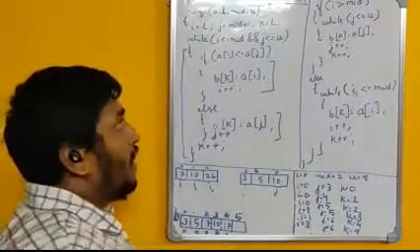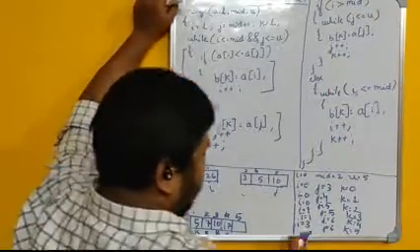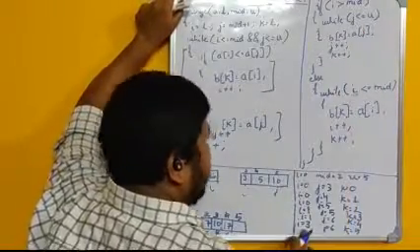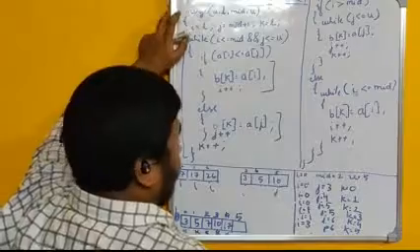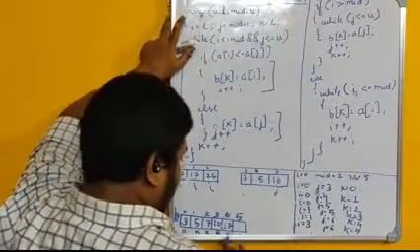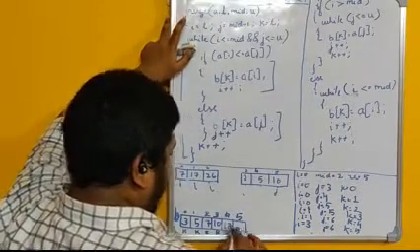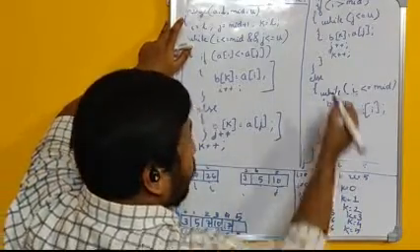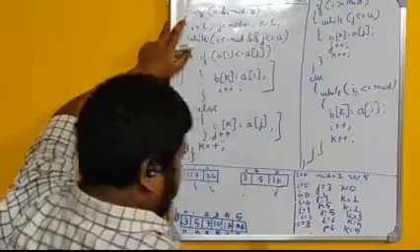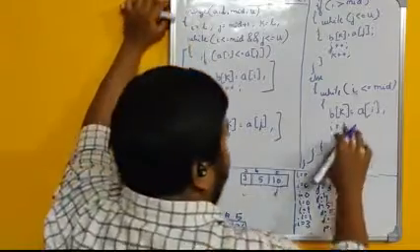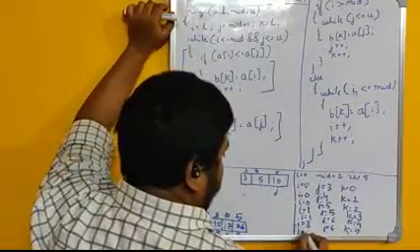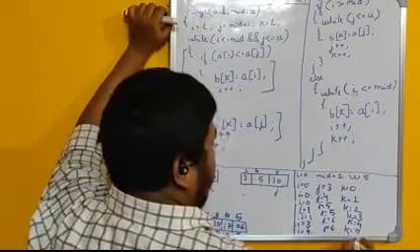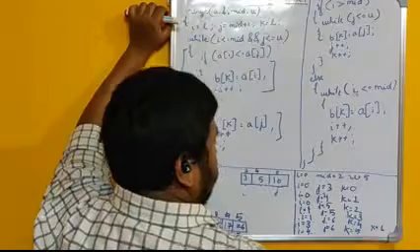Is I greater than mid? No. So the else part: while I is less than or equal to mid? Yes, the condition is true. B of k: now k is 5, k is pointing here. Where is our I? A of I is 26. So B of k is equal to 26, which is placed here. And I is incremented. I is now 3, and k is 6.